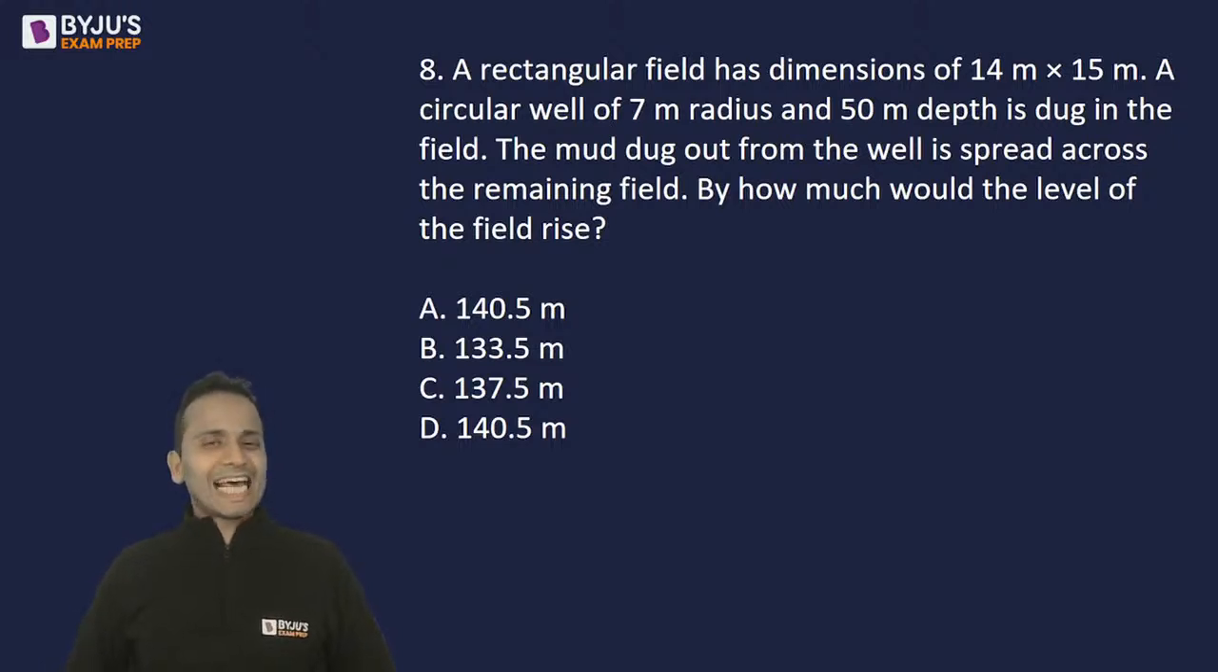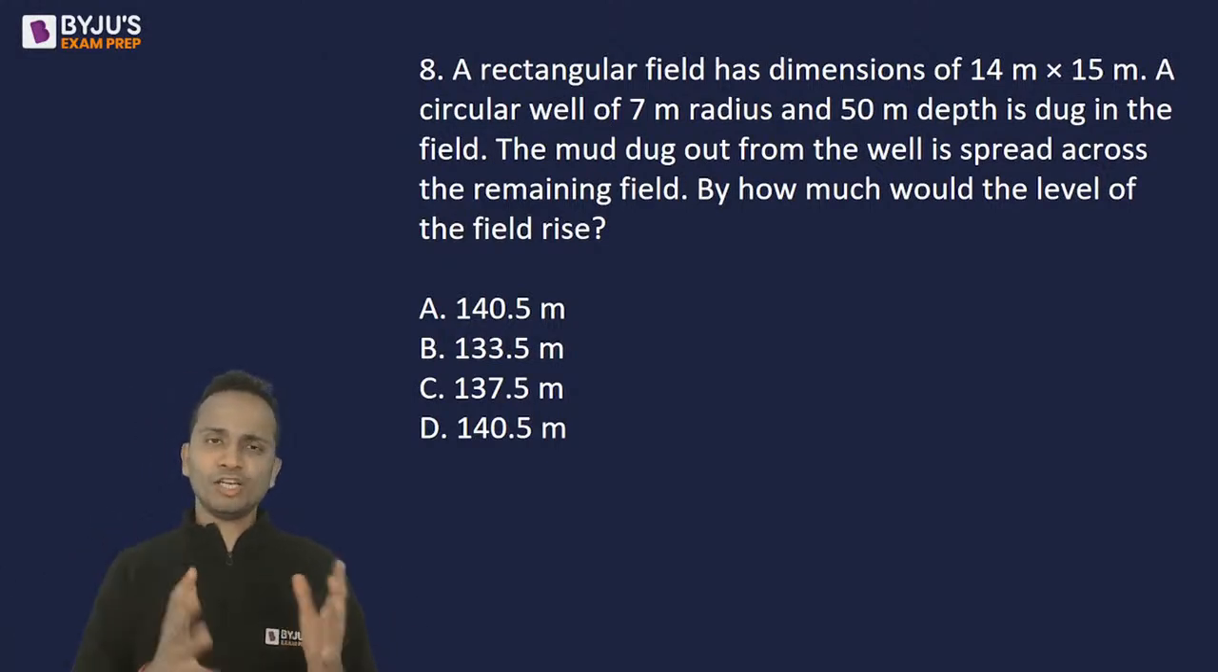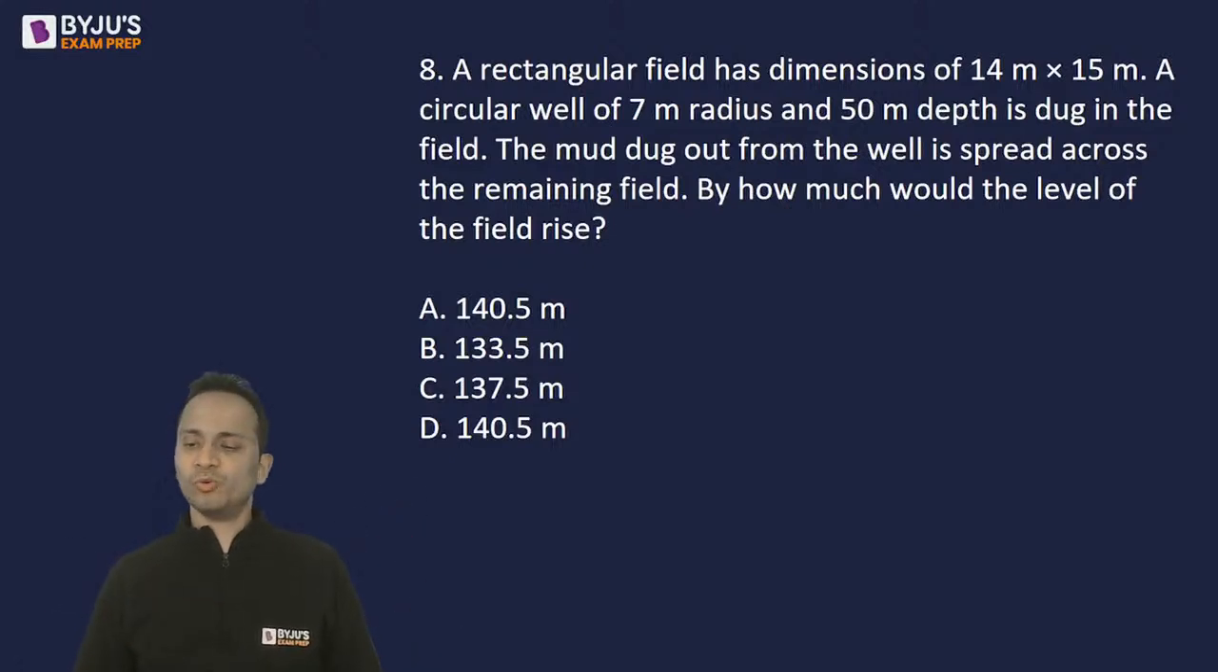Question number 8, a slightly tough question on mensuration. So for this, you should be knowing the volume of cylinder, the volume of a cube, a cuboid, area of a rectangle, area of a circle. All these things should be known.